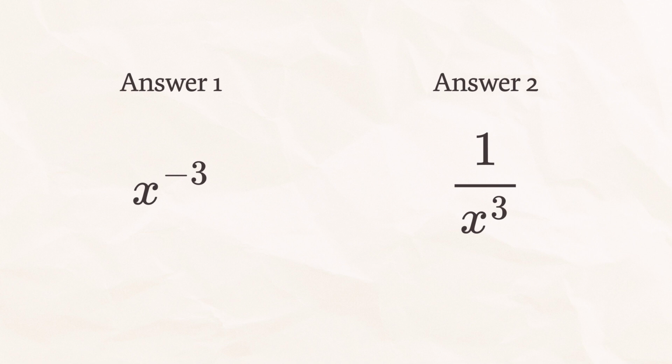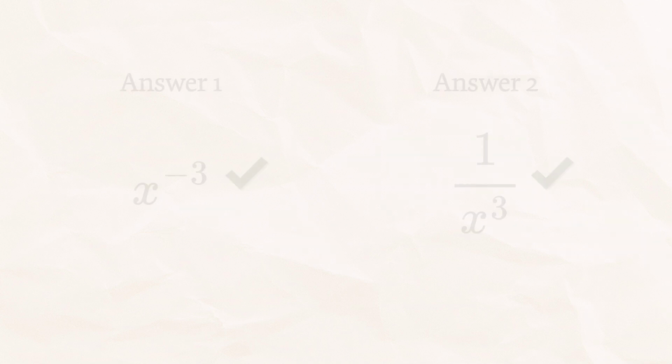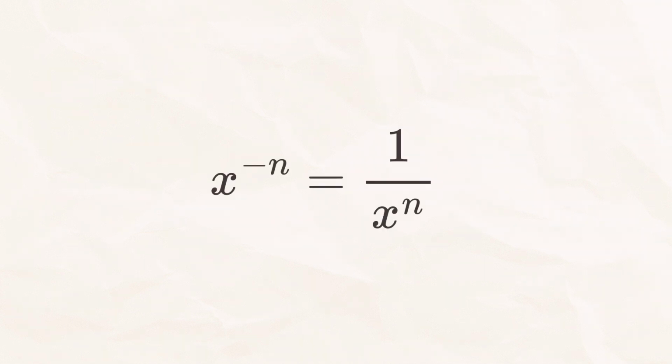But are these really different? Or are they two different ways of saying the same thing? That's it. They are the same thing. X to the minus 3 is the same as 1 over x to the third. Anytime you see a base with a negative exponent, through the magic of math, you can rewrite it as 1 over the base raised to the positive version of the exponent. Or, as we like to say, x to the minus n equals 1 over x to the n.